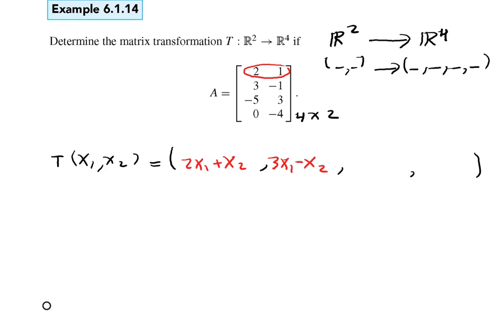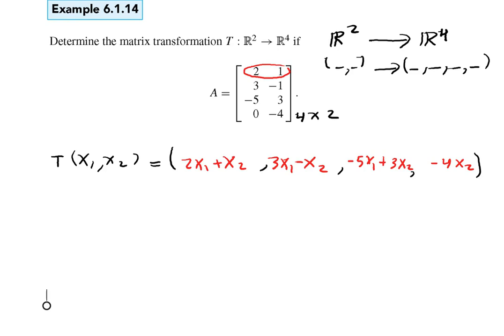The third part will be minus 5x1 plus 3x2. And the last one will be just minus 4x2. This is the general rule. I want to add to it, how would you write it in general as Ax?